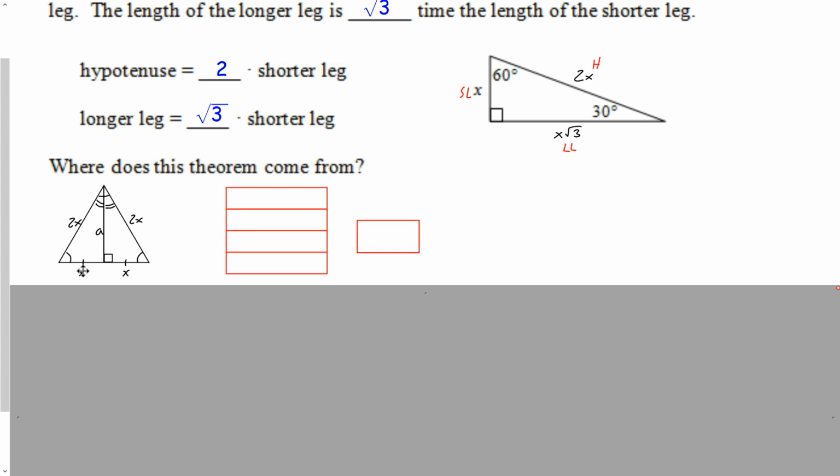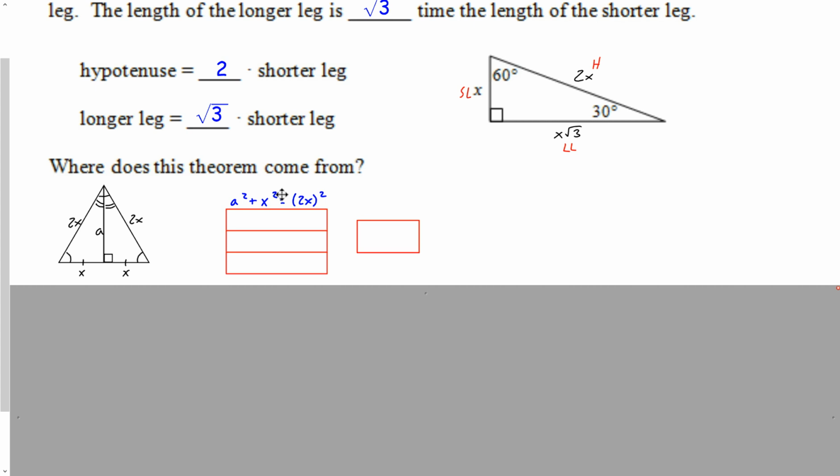Now again, going back to the actual angle measures, if it's an equilateral triangle, it's also equiangular, which means all three angles have to be the same, meaning they're all 60 degrees. So when I bisected that vertex angle, that's what gave me my two 30-degree angles. Now that I know that I have x and 2x for side lengths, I could figure out the length of that altitude by using Pythagorean theorem. So a squared plus x squared equals (2x) squared.